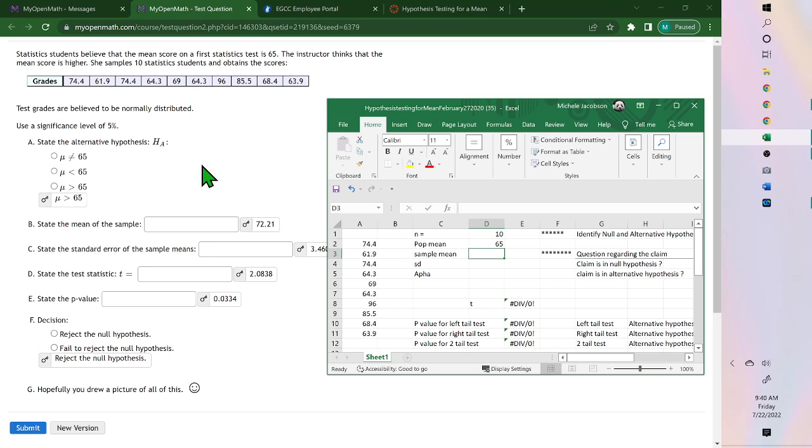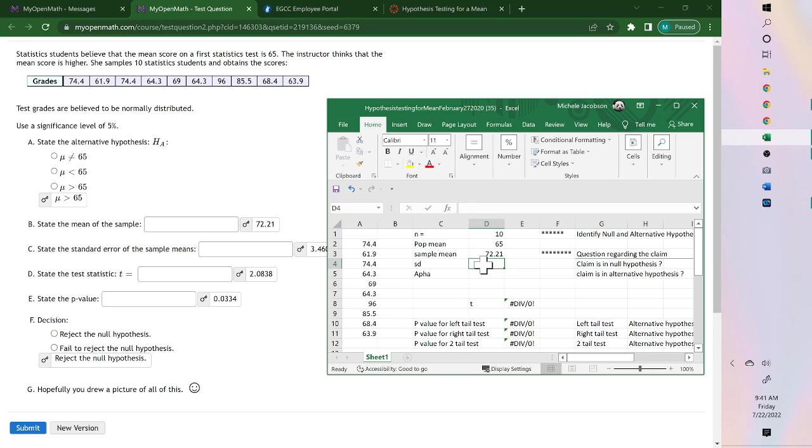But we were not given the sample mean and standard deviation. We were given the data, so you have to find them. Remember, sample mean is average. So where sample mean is, you can put equals and type average. Double click on it and then highlight your data. I already typed the data here. This data just came from the grades.